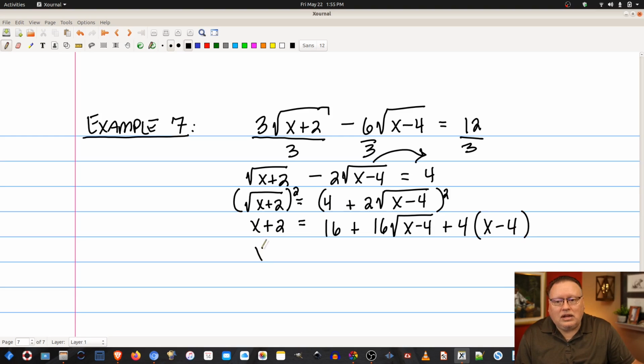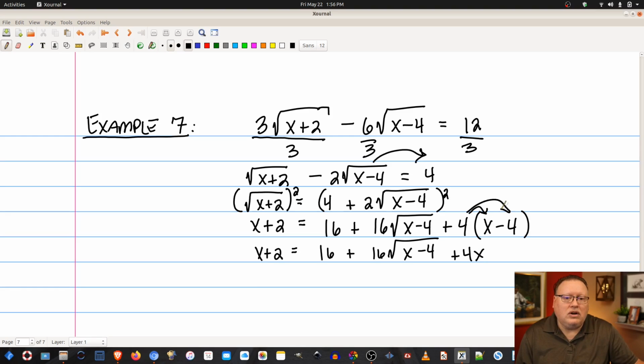We end up with x plus 2 is equal to 16 plus 16 times the square root of x minus 4. And this is plus 4x if we use distributive property right here. And then 4 times negative 4 is minus 16. Well, notice this 16 minus 16, those cancel. And now I'm going to isolate this radical. So this 4x I'm going to move over. So I end up with x plus 2 minus 4x is equal to 16 times the square root of x minus 4.